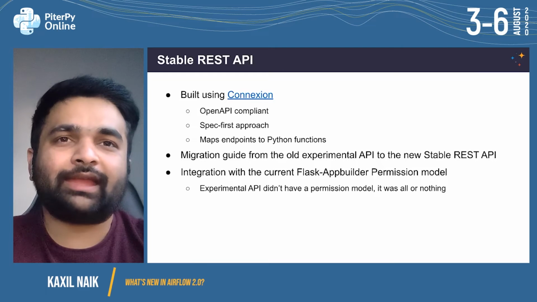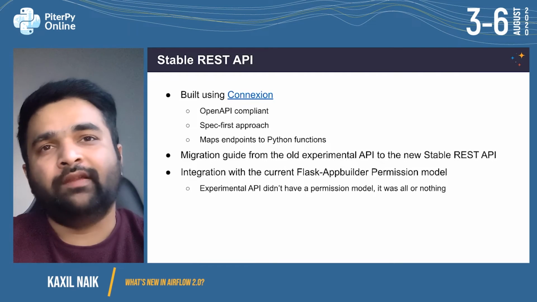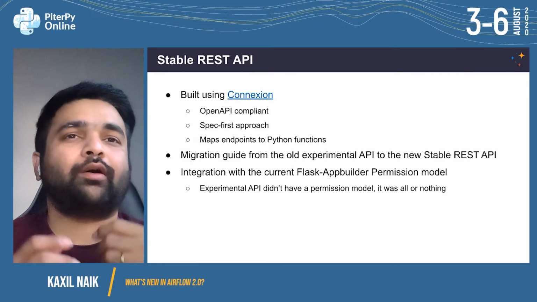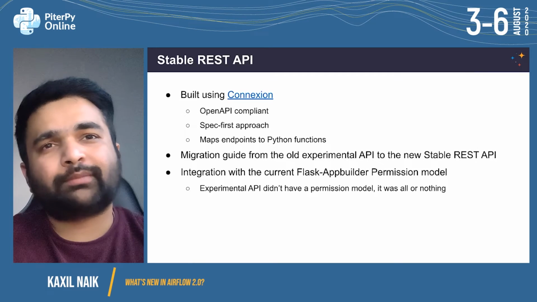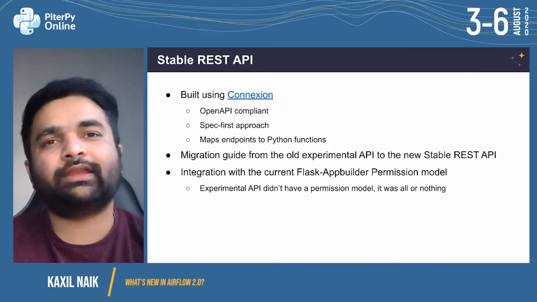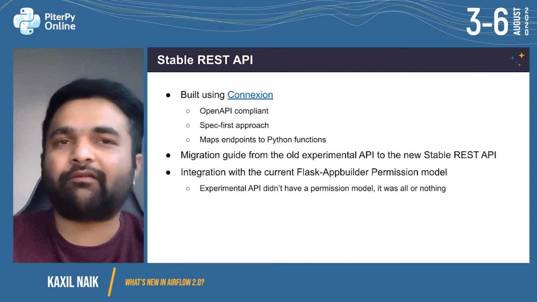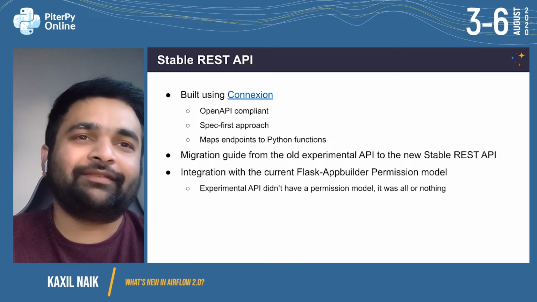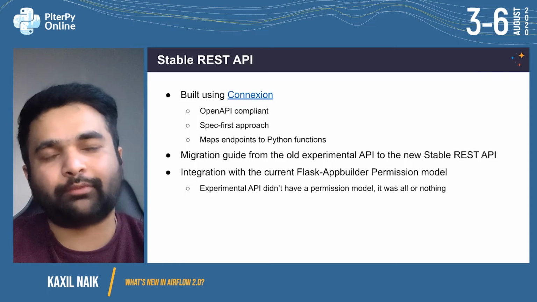The new REST API is built using Connexion, which is OpenAPI compliant. With Connexion, you build the spec first and then map all the endpoints to particular Python functions. We will have documentation on how you can migrate to the new API from the old experimental API. Also, the experimental API didn't have a permission model. It was all or nothing, while the new REST API will use the Flask App Builder model for permissions.